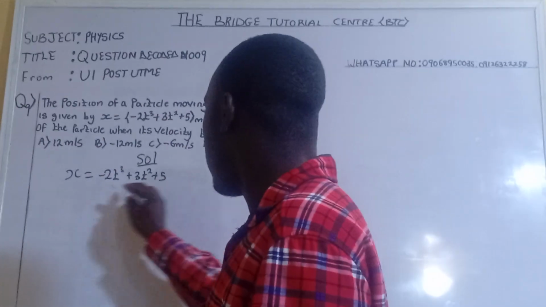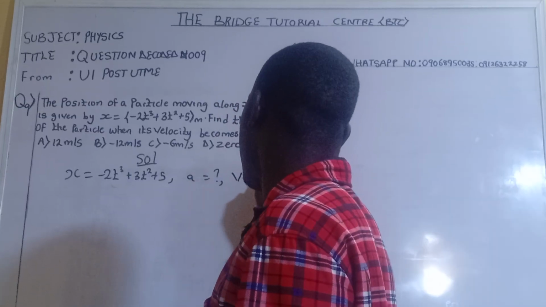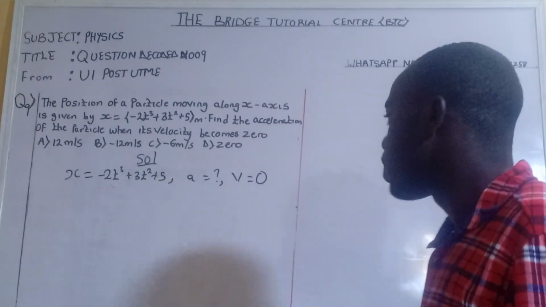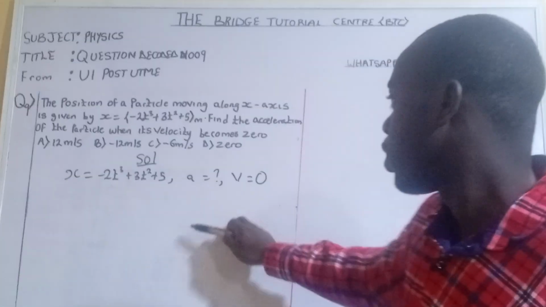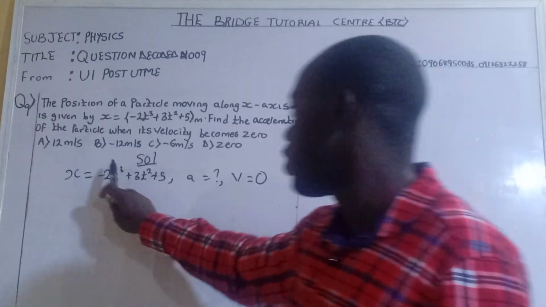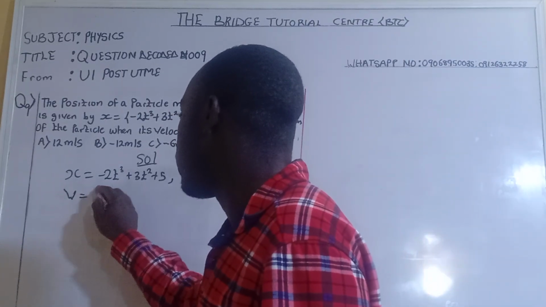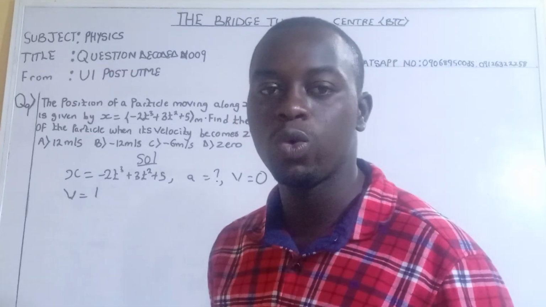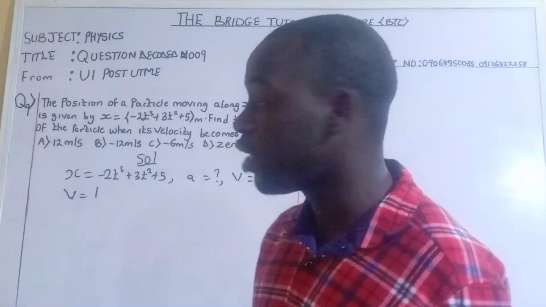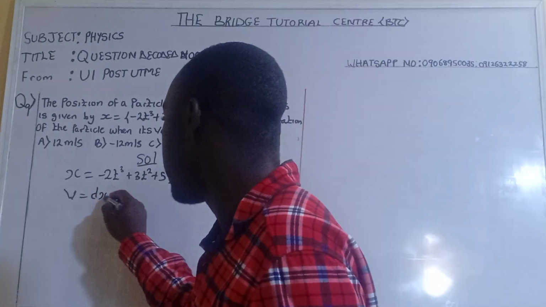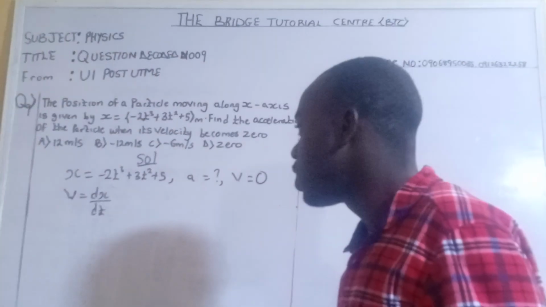So we are looking for our acceleration, a, which is unknown, when our v is equal to 0. For us to get our acceleration, you must know the equation for velocity. So let's derive the equation for velocity. Velocity is total displacement over total time, but for the instantaneous velocity, you simply use dx over dt.